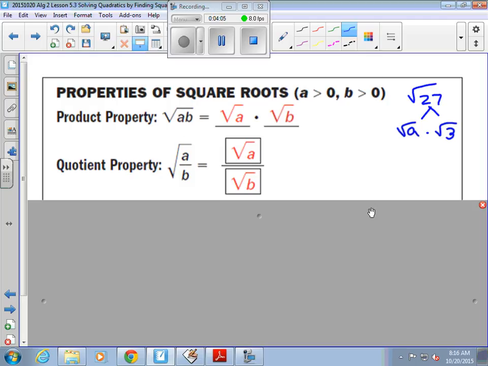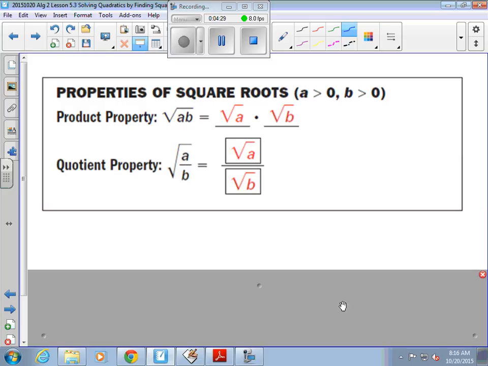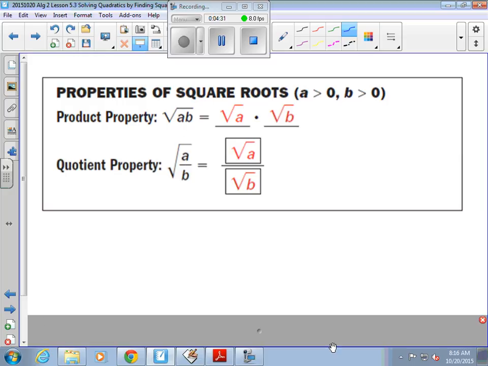The quotient property does the same thing. It's about separating the square root of a over b. Notice it's a fraction under a radical. That's not allowed. You cannot leave a fraction under a radical like that. That is the same thing as separating it into the square root of a over the square root of b. So the product property separates it using multiplication. The quotient property separates it using division.